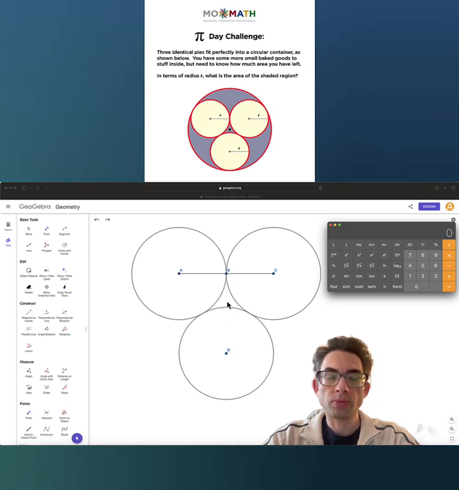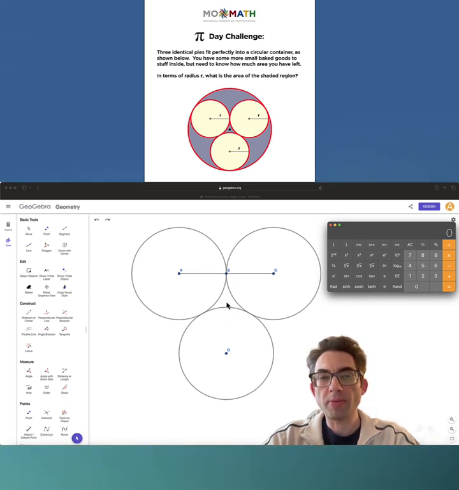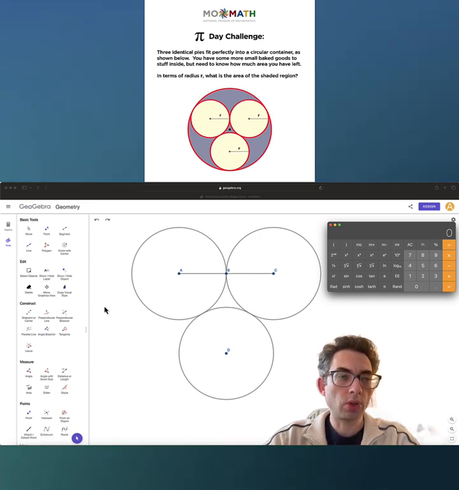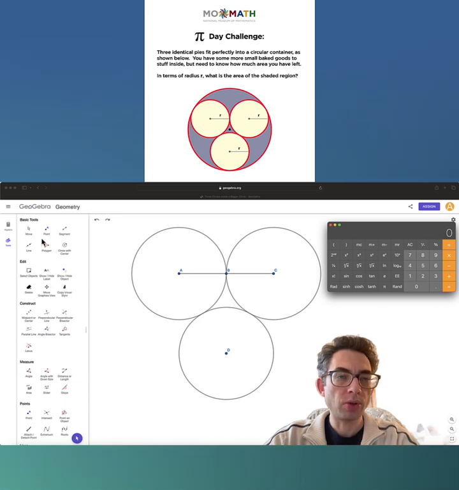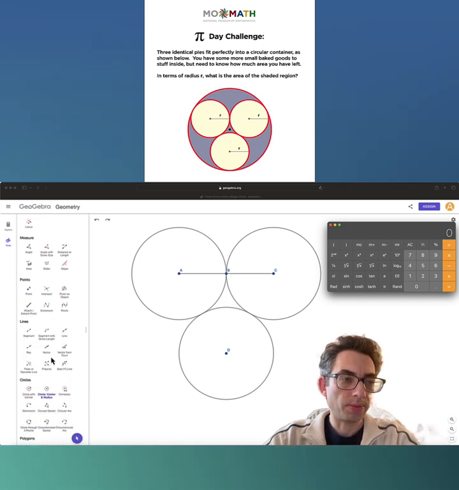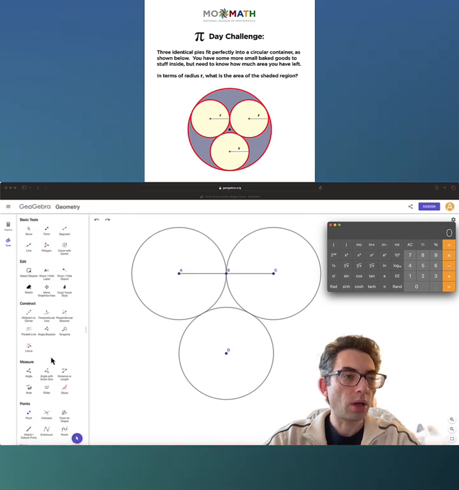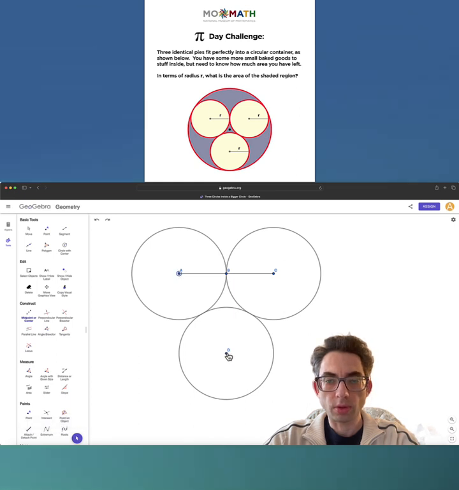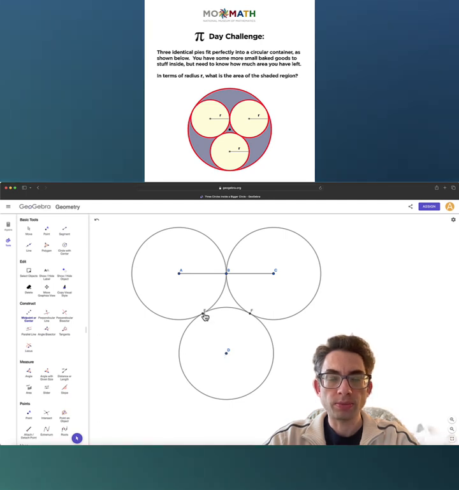We can find the center of mass of a triangle by this procedure, which I'm going to show you now. So first we have to get the midpoint of A and D. There's a tool to do that. Let's see. If we go to midpoint or center, here we go. 1, 2, and there's the midpoint, E. And let's do the same thing for C and D.